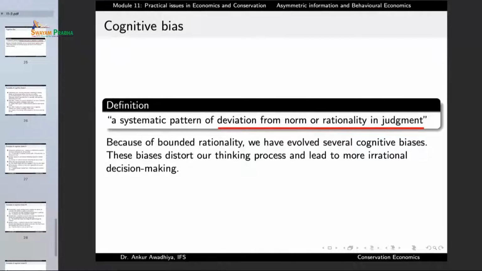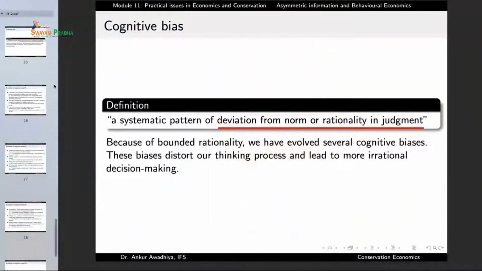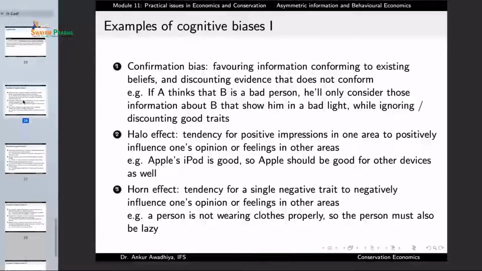Because of bounded rationality, we have evolved several cognitive biases. They distort our thinking process and lead to more irrational decision making. Now, in this case, we are asking the question that if people have these cognitive biases, what kinds of impacts do they have on the decision? Now, this is something that is not inside the purview of classical economics. But here we are making use of our insights from psychology to understand how people are making decisions. Because remember that economics is the science of decision making. So, what are these cognitive biases?